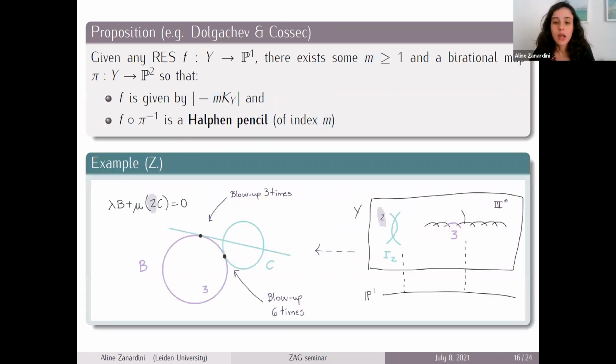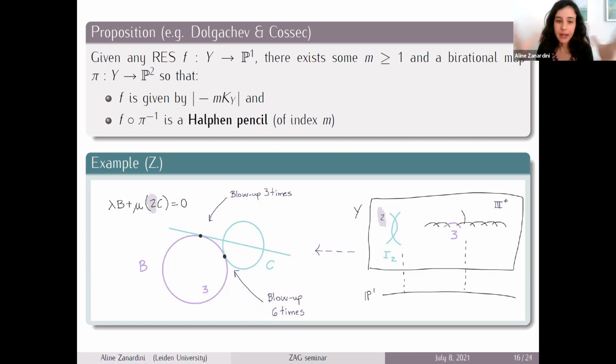So here it is. On the left, I'm representing the generators for the pencil. One is this curve B, which is a triple conic, and the other one is a double cubic, which consists of a conic and a line, and they intersect as represented in the picture. The line is tangent to the conic in purple, and the two conics are tangent with full multiplicity.